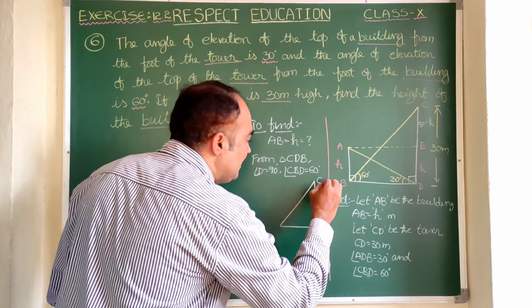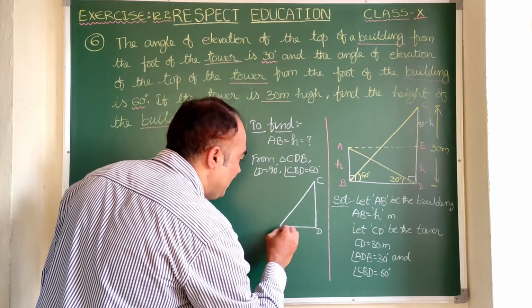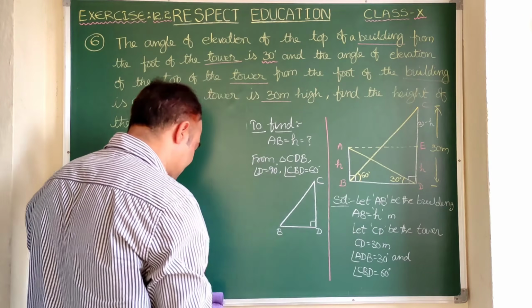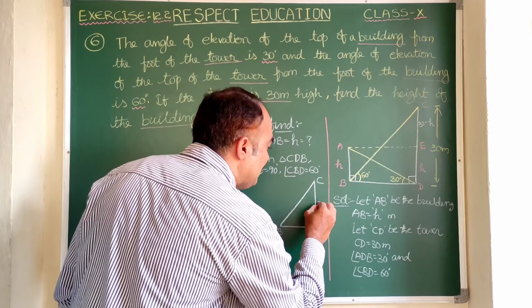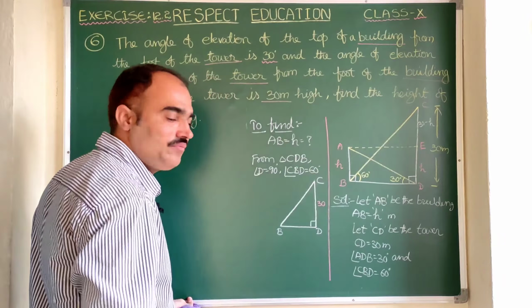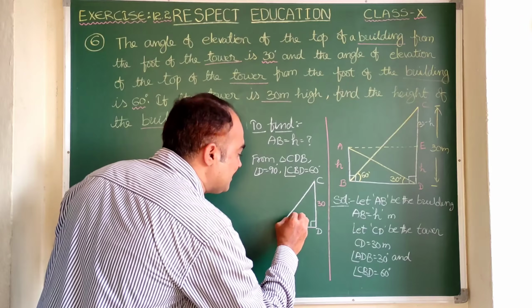So here is C, D and here is B. Angle D is 90 degrees. Now let us note down the given values. CD is given as 30 meters, so I am writing 30. Now here angle B is given as 60 degrees.